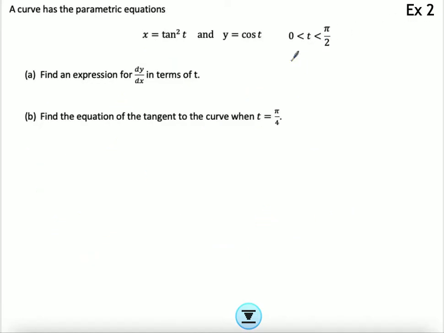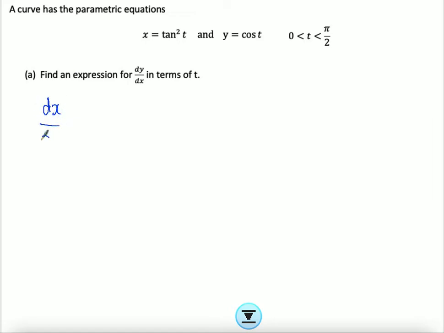Okay, so here we have a problem. We've been asked to differentiate it, slightly more complicated here, and we've been asked to find the equation of the tangent. That skill doesn't change, it's still the same approach. So let's differentiate it first. So dx by dt. Now tan squared, we're going to have to use the chain rule.